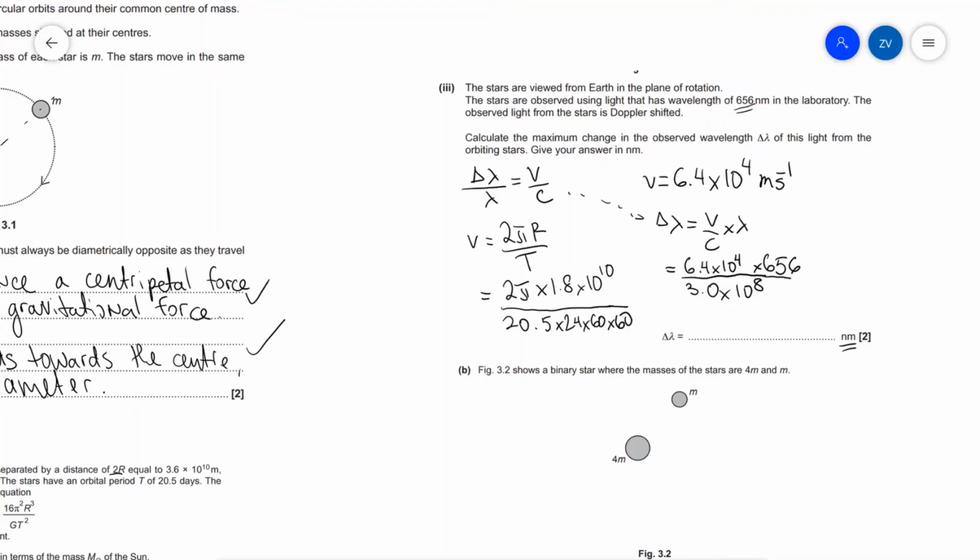Like so, and if we input that into a scientific calculator, we're going to get 0.13994, and let's call that 0.14 nanometers. So that's the change in wavelength.